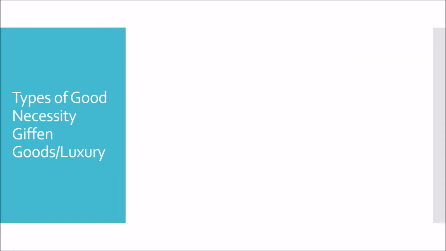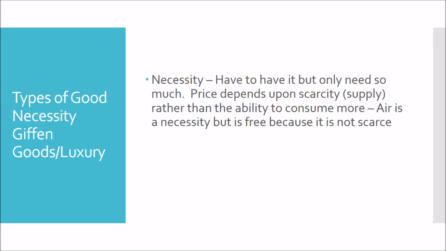And then we've got necessities and Giffen goods or luxury goods, really. So necessities are that you have to have it. We'll see the demand curve for a necessity shortly. You have to have it, and the price is very much dependent on scarcity and the supply. If you think about the thing that you need to have more than anything in the world right now, it's that you need to have air.